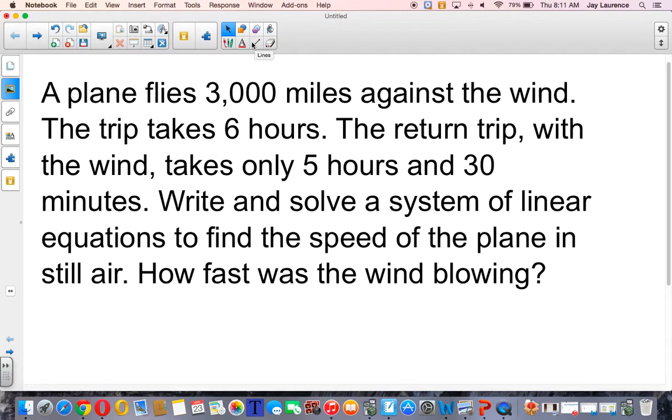All right, a plane flies 3,000 miles against the wind. The trip takes 6 hours. The return trip with the wind takes only 5 hours and 30 minutes. Write and solve a system of linear equations to find the speed of the plane in still air.